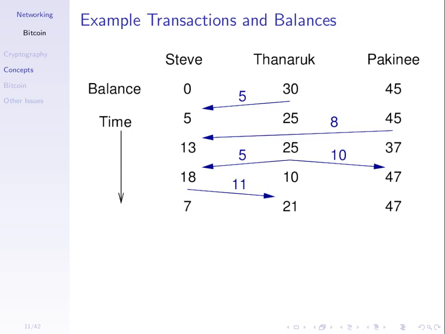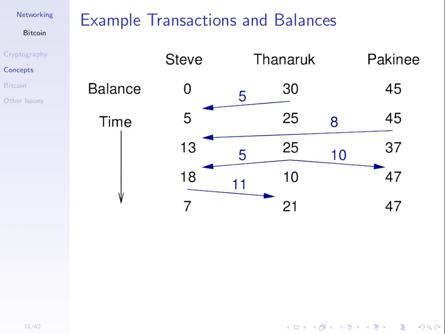So in a normal banking situation, we may view it, we've got three people, three accounts. Me, Tanarak and Pakini, different faculty members. We want to transfer money between each other. And let's say to get started, we each have the balance according to the first row. I have 0 units, baht, whatever, dollars, doesn't matter. Tanarak has 30 and Pakini has 45. That's the opening balance. And then over time, we make transactions. We transfer money to each other.